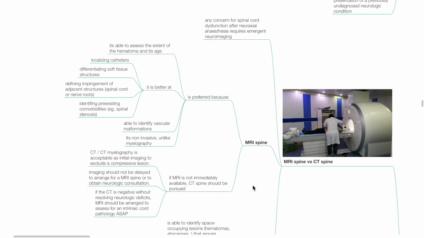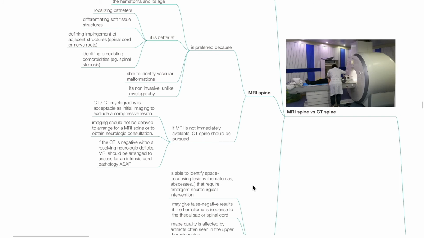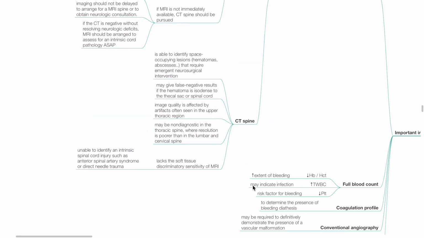MRI spine is able to identify vascular malformations and is non-invasive, unlike myelography. If MRI is not immediately available, CT spine should be pursued. CT spine is acceptable as initial imaging to exclude a compressive lesion. Imaging should not be delayed to arrange for an MRI spine or to obtain neurologic consultation. If CT is negative without resolving neurologic deficits, MRI spine should be arranged to assess for an intrinsic cord pathology as soon as possible. CT spine is able to identify space-occupying lesions such as hematomas and abscesses that require emergent neurosurgical intervention. However, CT spine may give false negative results if the hematoma is isodense to the thecal sac or spinal cord.